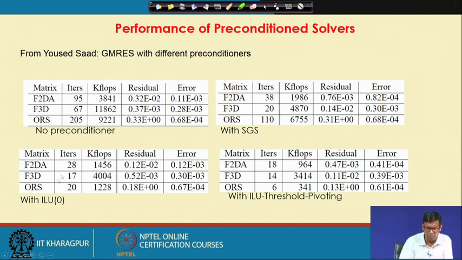When you use ILU 0, the performance is further improved, especially for ORS, from 110 it goes to 20. So, instead of SGS, if you use a Gauss elimination type of LU decomposition, the performance, especially for ORS, the unstructured sparse matrix, is improved. And if you use the further improved ILU, which is ILU threshold pivoting, ORS, which was taking 205 steps, now takes only 6 steps, and it was taking 9200 kiloflops, now it takes 341 kiloflops. So, a huge improvement in performance can be obtained.